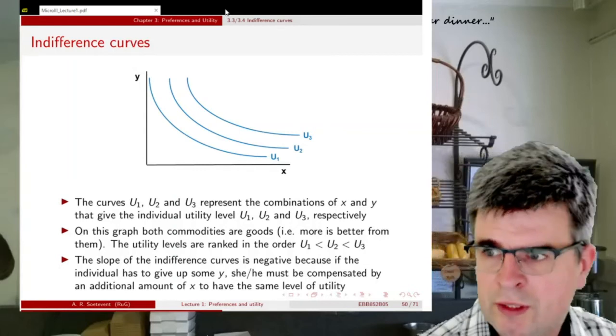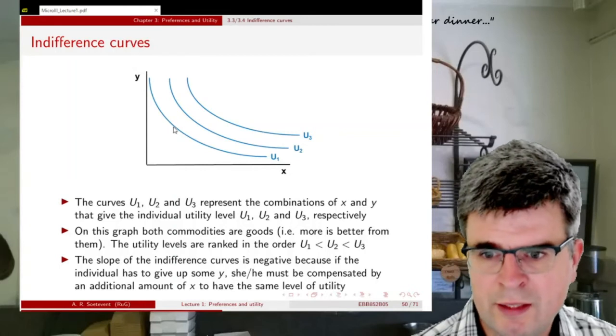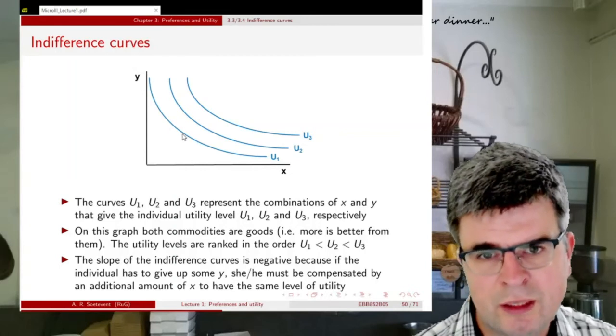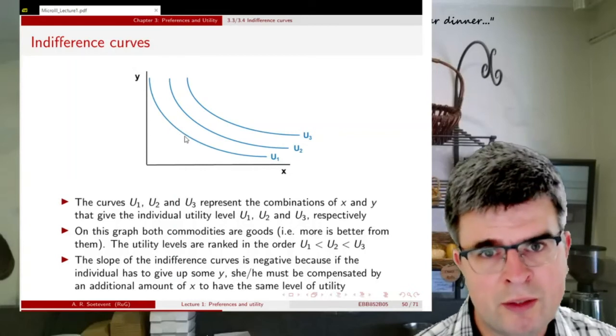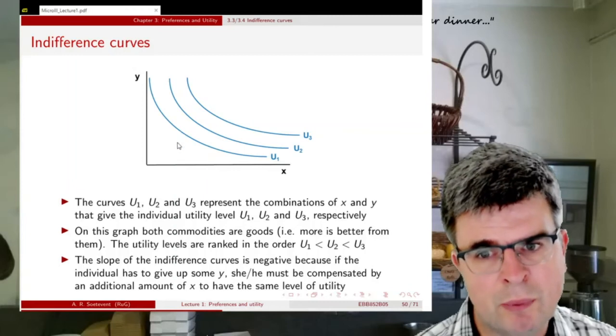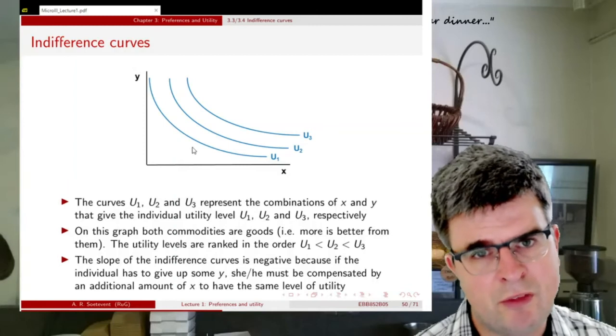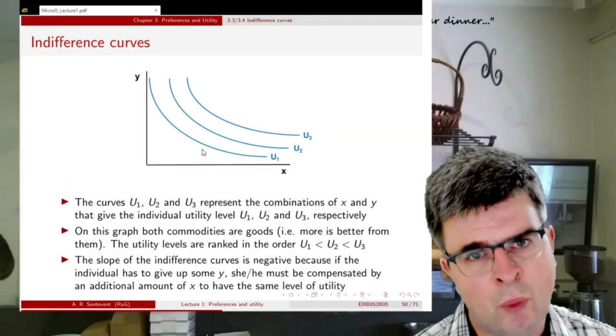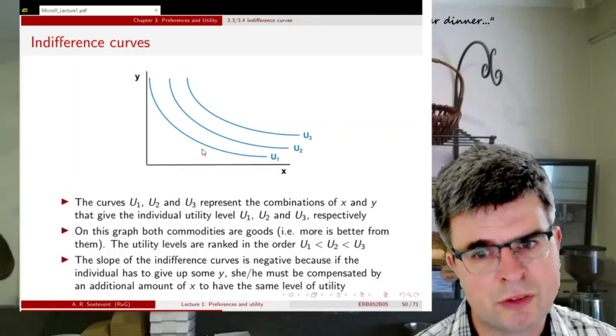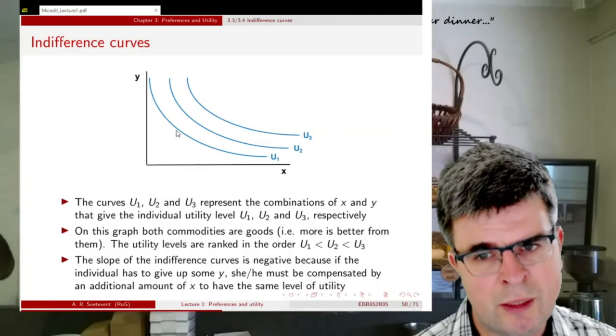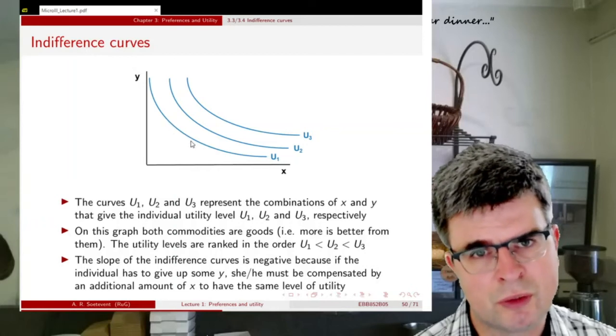The slope of the indifference curve is negative because people like both commodities. So if they give up some units of Y, they need to be compensated by receiving more units of X in order to stay on the same indifference curve. So that makes the slope of the indifference curves negative.